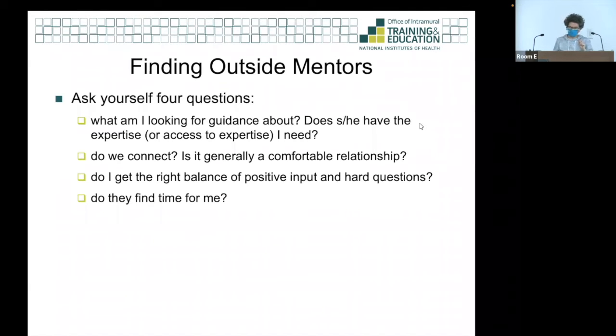Now, after you meet with somebody, you want to ask yourself: was it generally comfortable? Did we connect? Did I feel that they listened to me? Did I feel like they asked me questions that were challenging, but also kind? Did I get the right balance of positive input and some pushing and some general questions? Quality mentorship relationships involve mutual support. It involves really giving you the support that you need, but it also involves occasionally pushing you out of your comfort zone.